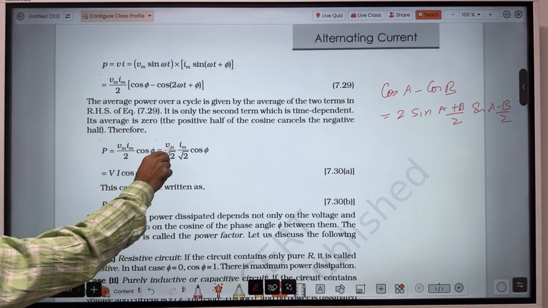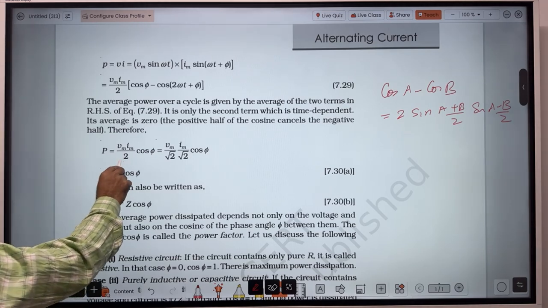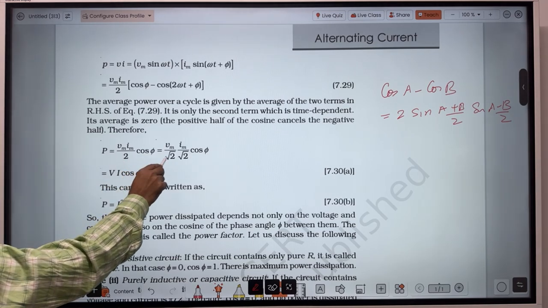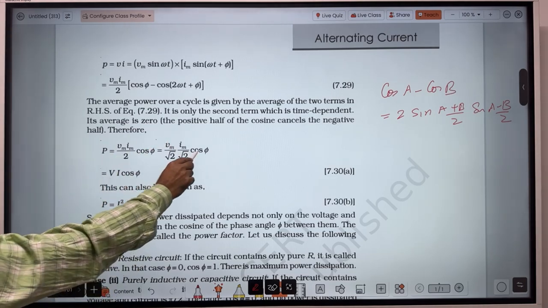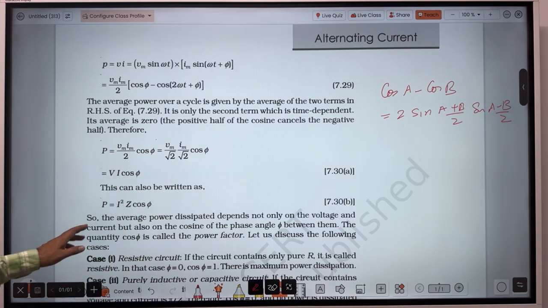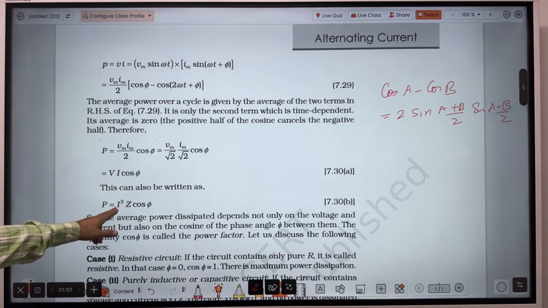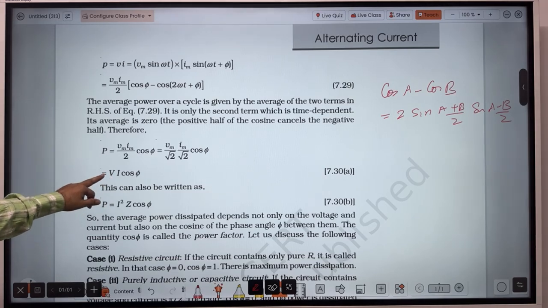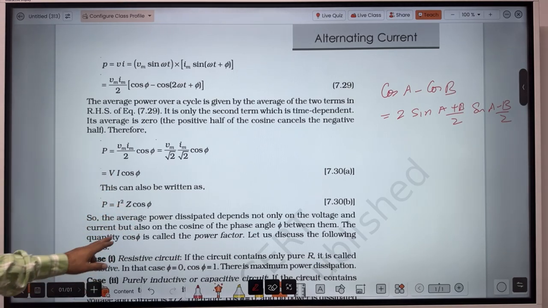And in terms of RMS values, suppose we want to write Vm divided by root 2. This 2 can be split in terms of root 2. So Vm divided by root 2, Im divided by root 2. So this will become Vrms, this will become Irms, into cos phi, right? So this can also be written as VI cos phi, which becomes I square Z cos phi, where we replace V by IZ.